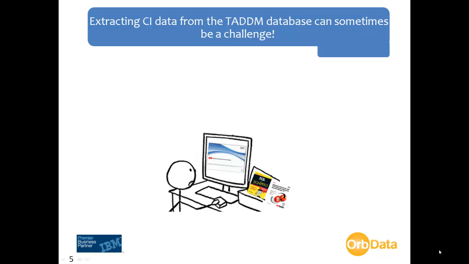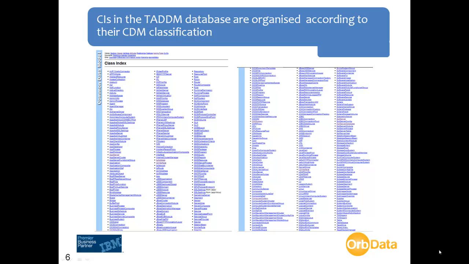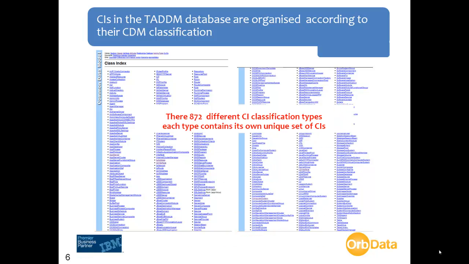Anyone who has worked with TADDM will know extracting CI data from the TADDM database can sometimes be a bit of a challenge. CIs are organised in the TADDM database according to their common data model classification type. You get 872 CDM classification types out of the box. Each classification type contains its own unique set of attributes. You can also define your own custom attributes within TADDM itself.